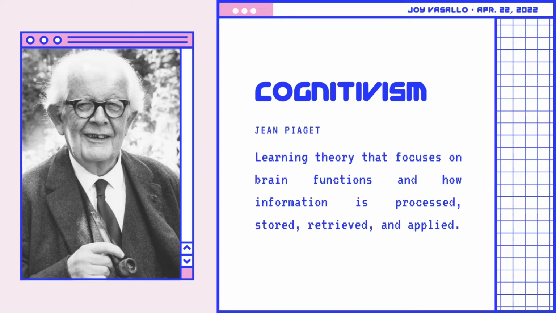Cognitivism, which was developed by Jean Piaget, is a learning theory that focuses on brain functions and how information is processed, stored, retrieved, and applied. Technology can help in providing information and study resources that assist the brain in efficiently storing and retrieving information, such as through the use of mnemonic devices or multiple modalities.